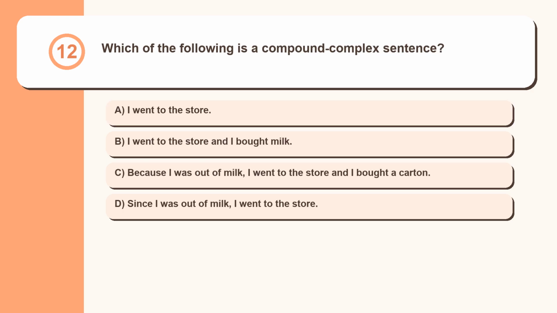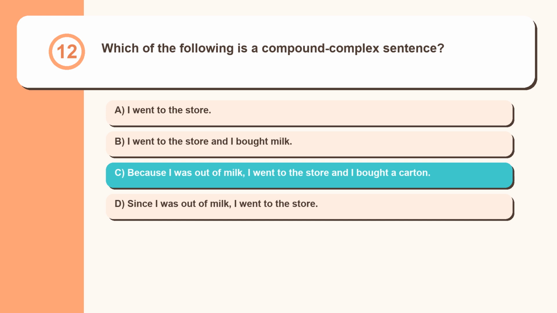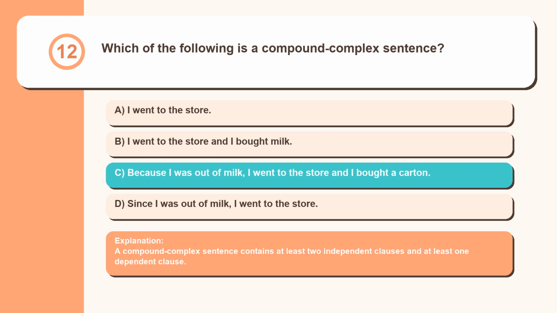Question 12. Which of the following is a compound complex sentence? I went to the store. I went to the store and I bought milk. Because I was out of milk, I went to the store and I bought a carton. Since I was out of milk, I went to the store. A compound complex sentence contains at least two independent clauses and at least one dependent clause.